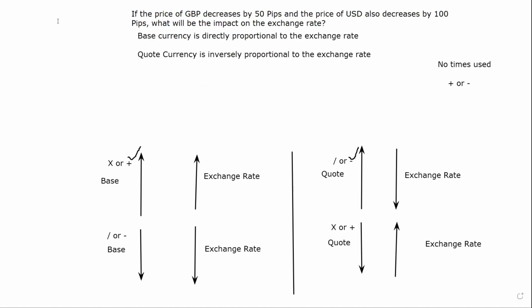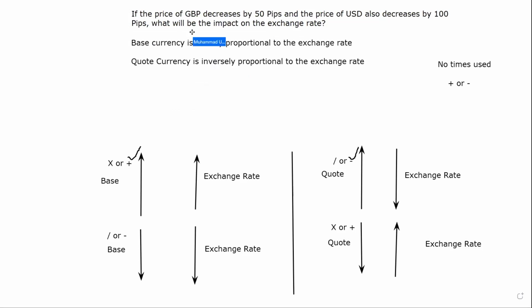So it says, if the price of the GBP decreases by 50 pips, now you know that there is no times used. So we will only use plus and minus operations. There is no times used in this word problem. GBP is the base currency and USD is the quote currency. So the exchange rate is GBP USD.